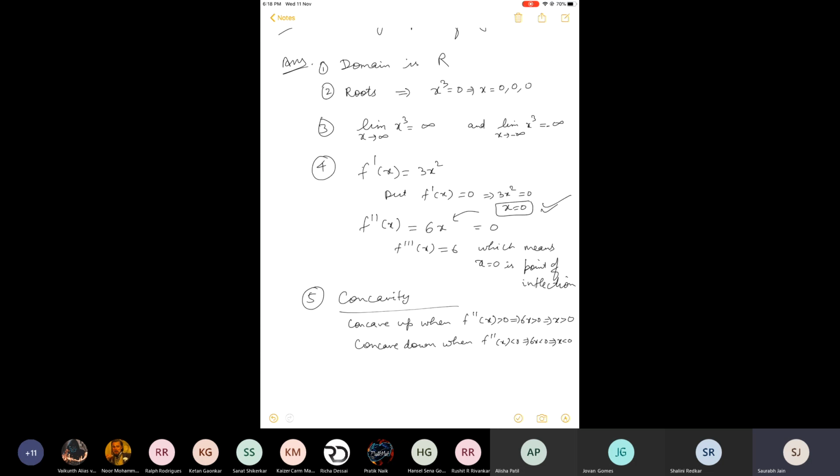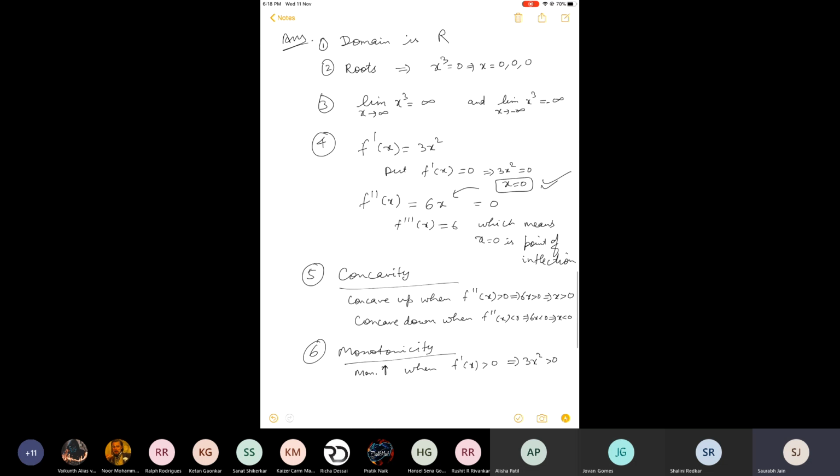Now, last point, monotonicity, increasing, decreasing. So, monotonically increasing, right? When f dash x is positive, which means 3x square is positive. And from here you come to an important conclusion. The function will be monotonically increasing when f dash x is positive, and for that 3x square should be greater than 0, which means x belongs to R except 0. Why? Because 3x square will always be positive, whatever x you put.